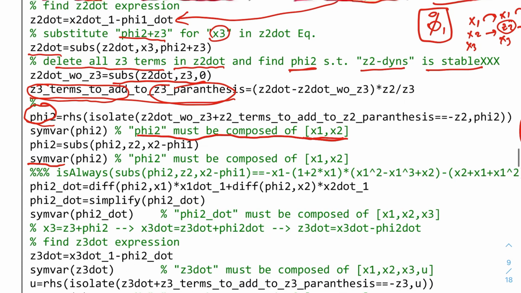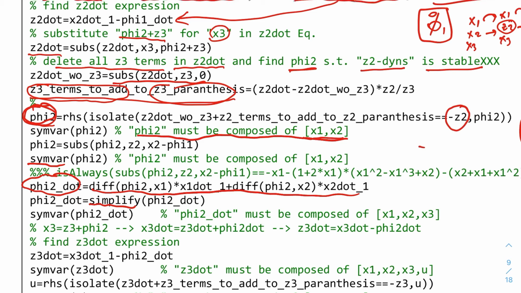Phi1 dot, right? After determining phi1, we computed phi1 dot, and now we determine phi2, and we need to determine phi2 dot by using this. Okay, and of course we can employ simplify or expand to make things easier, if some terms need to cancel each other. If we know that, we can employ that. You do that step by step, right? And maybe change some things.